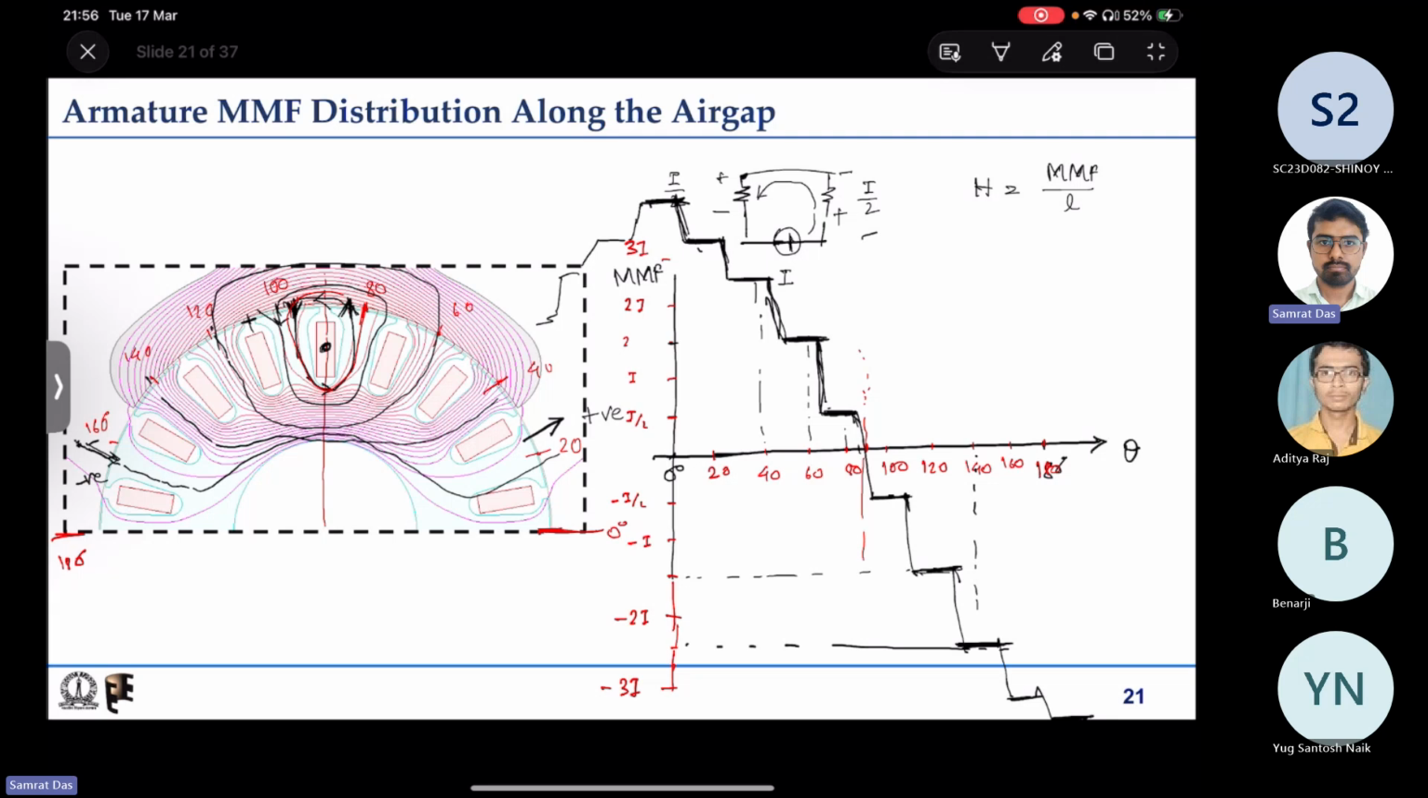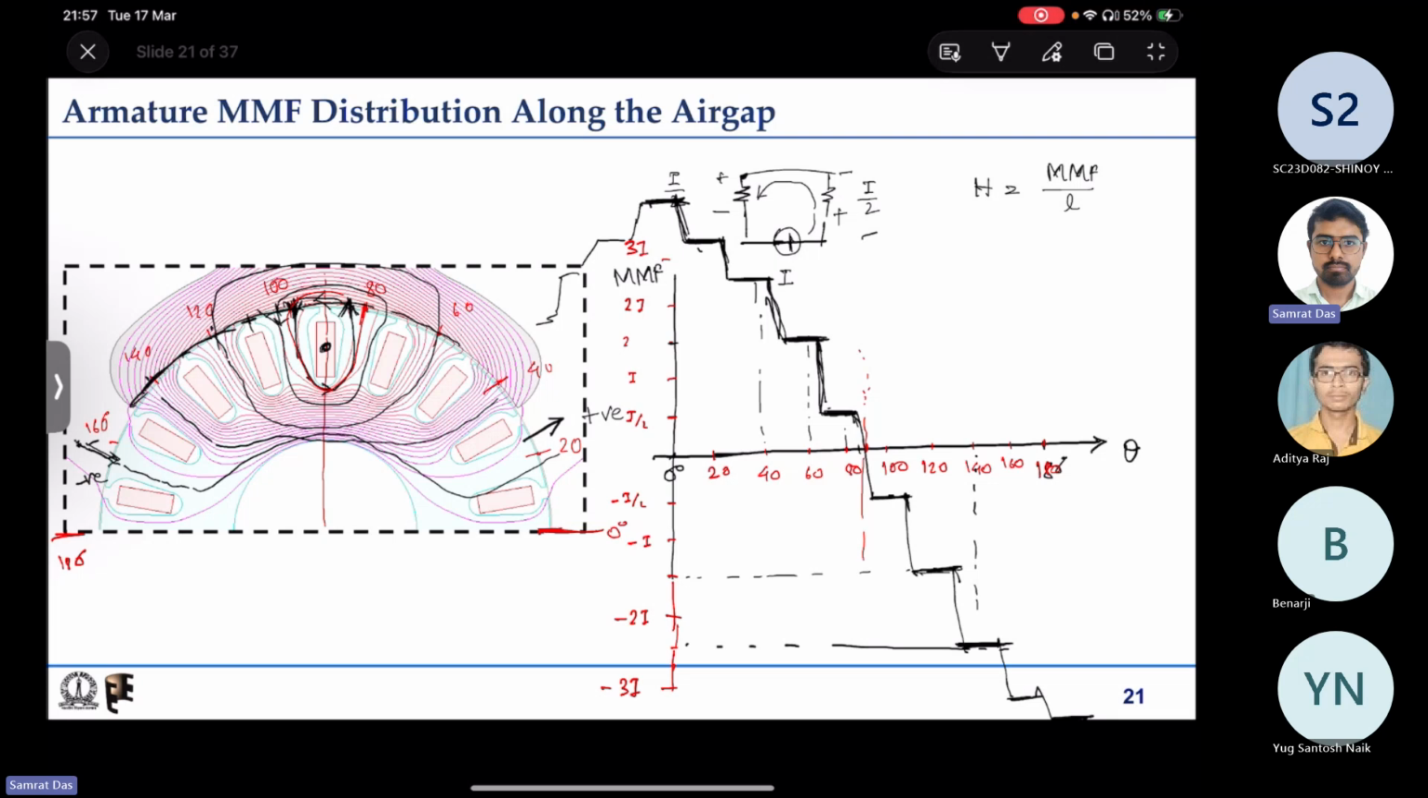What about length? Because we just saw that if we have some expression of L at different angles, then if we simply divide the MMF by that L, we'll have the B distribution if we multiply it by mu naught. So what is the G? What is the G when there is overlap, or where the stator pole and armature are facing each other? It is only a very small air gap, that is G. I'm neglecting the slot opening region.